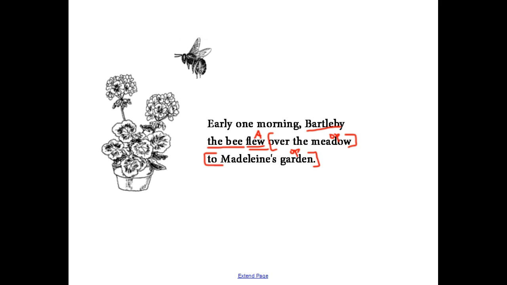So again, to find the subject, look before the verb, ask the question who or what verb, who or what flew. The answer, of course, is Bartleby. We underline the subject once, and that's it.